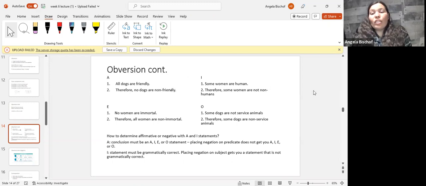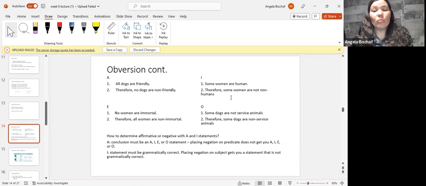I statement, we have some women are human. So this is affirmative. There are no negations in there. And this one might be a little bit tricky because you might be tempted to put the negation at the front of the statement when you do this aversion, but no, you can't. Why? Because this is a particular statement. And the only way to write a particular negative is by writing an O statement.